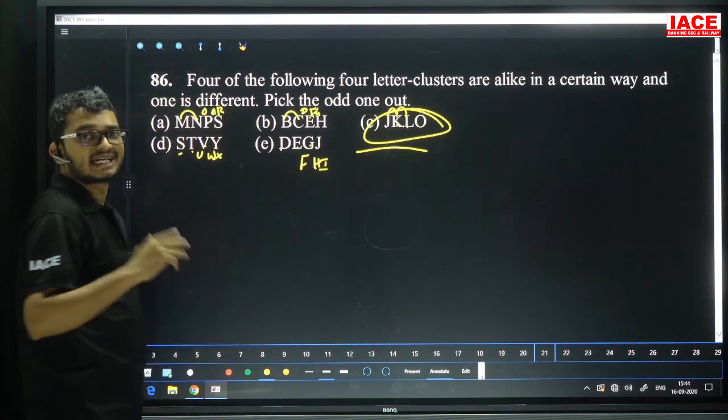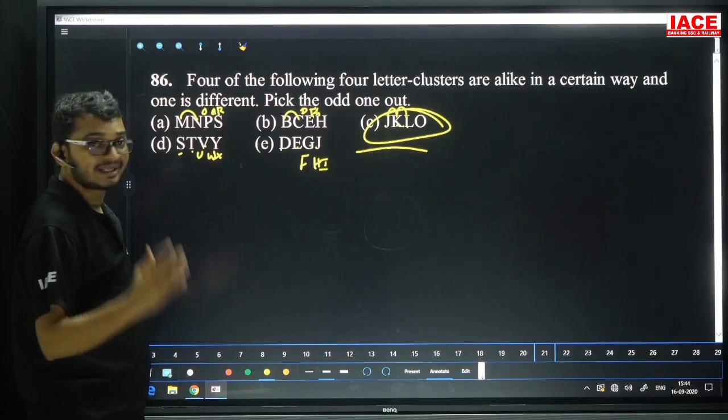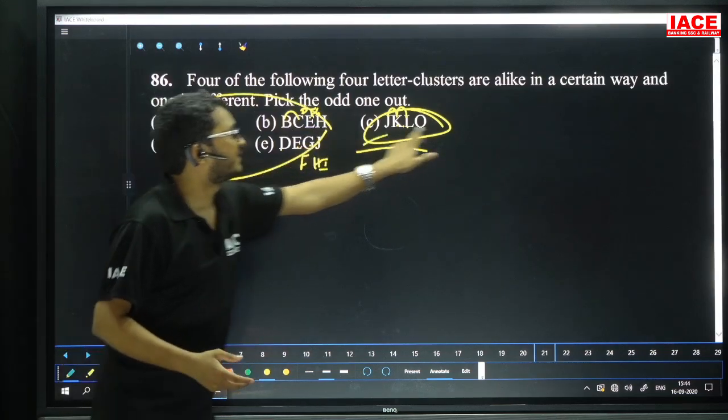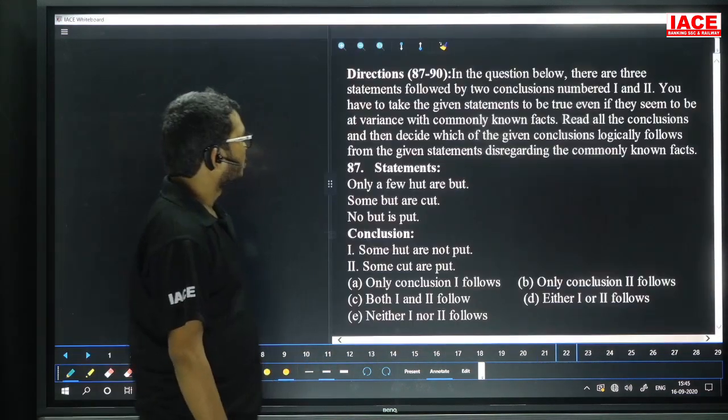So for first letter, second letter, no gap. Second letter, third letter, 1 gap. Third letter, fourth letter, 2 gap. So these 4 options are following the same pattern. This one is not following, so this is the different one. Question number 87 to 90.